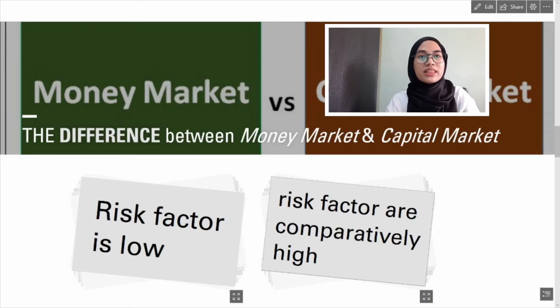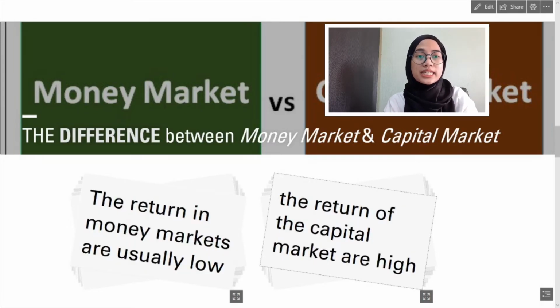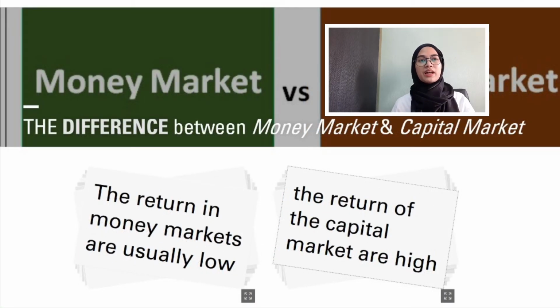Last but not least, return on investment. The return for money market are usually low because of lower duration of maturity period. But the return in capital market are high because of higher duration of the maturity period.